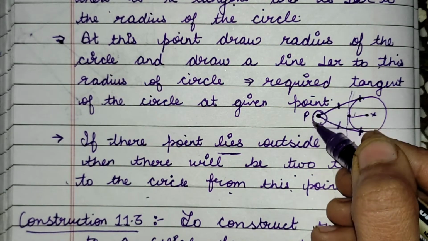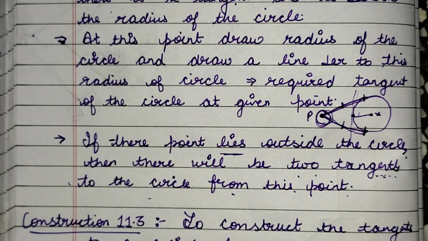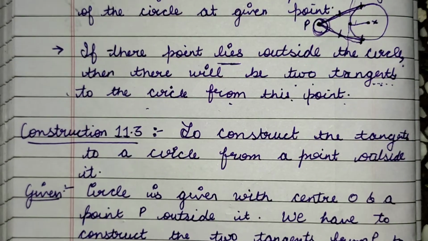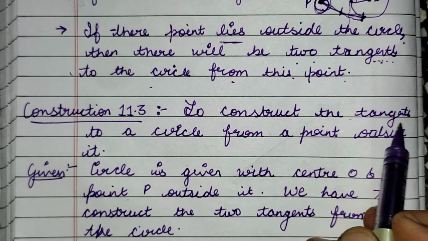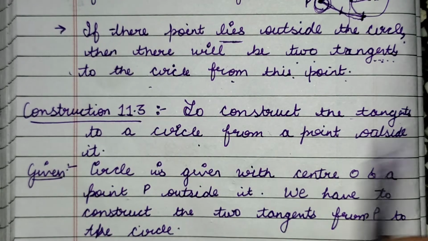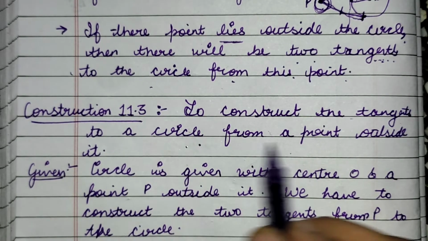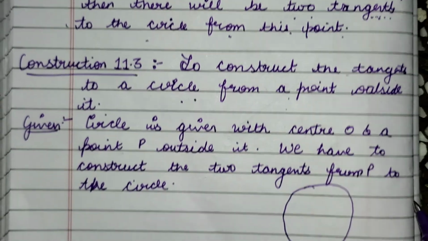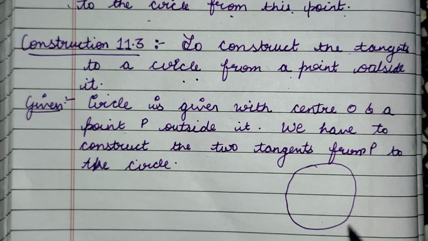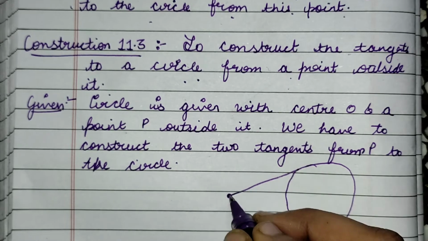But if the point is outside the circle, then how to draw these two tangents? Okay, so let us start solving the very first question, which is example number 3, construction number 11.3, which says: construct the tangents to a circle from a point outside it. That means we are going to construct two tangents to a circle from a point which is outside the circle.